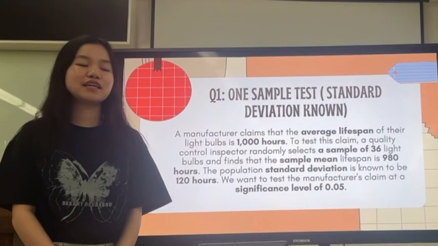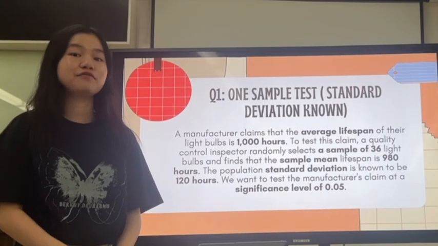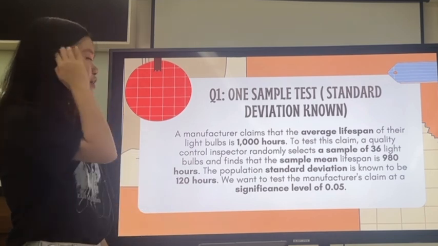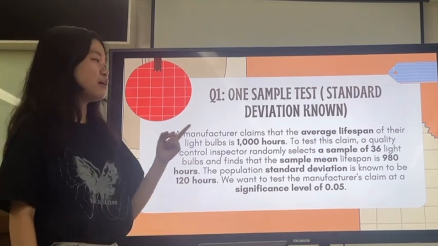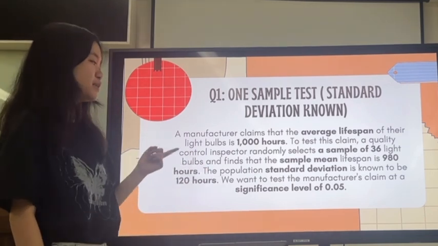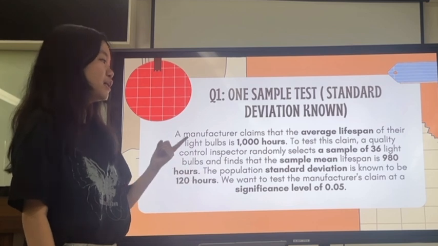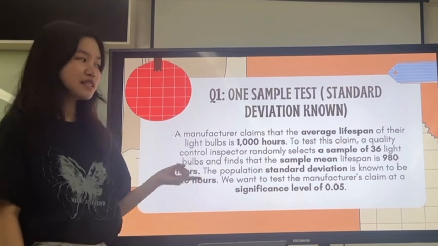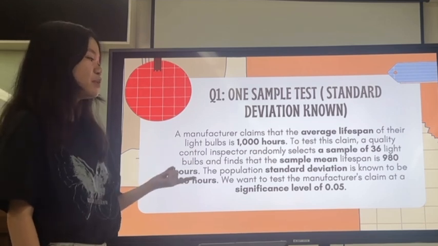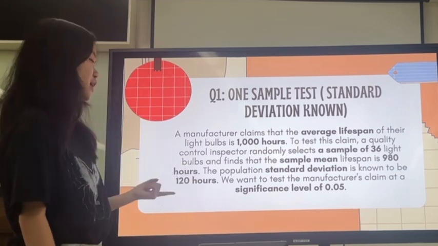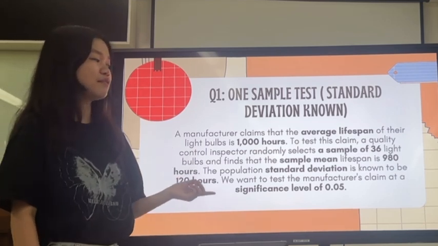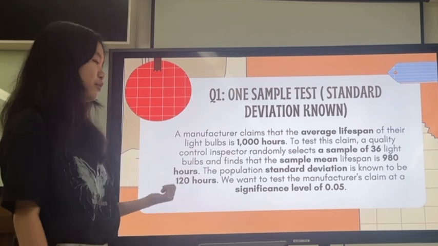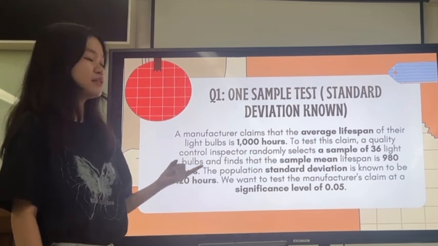For the first question, it's a one sample test where the standard deviation is known. In this case, a manufacturer claims that the average lifespan of their light bulbs is 1,000 hours. To test the claim, we select a sample of 36 light bulbs, and the sample mean of the lifespan is 980 hours. The population standard deviation is known to be 120 hours, and the significance level is 0.05.